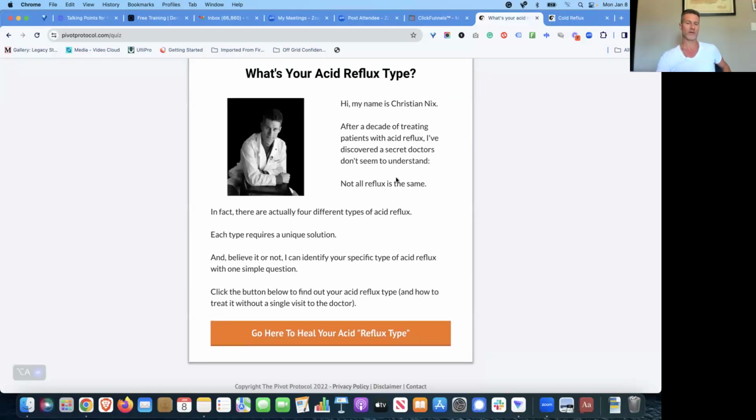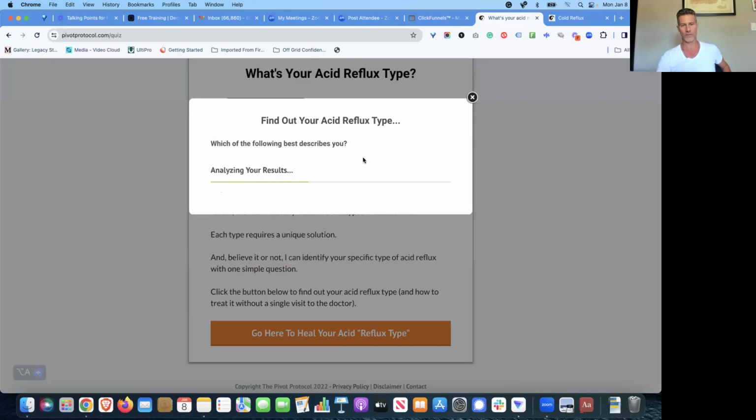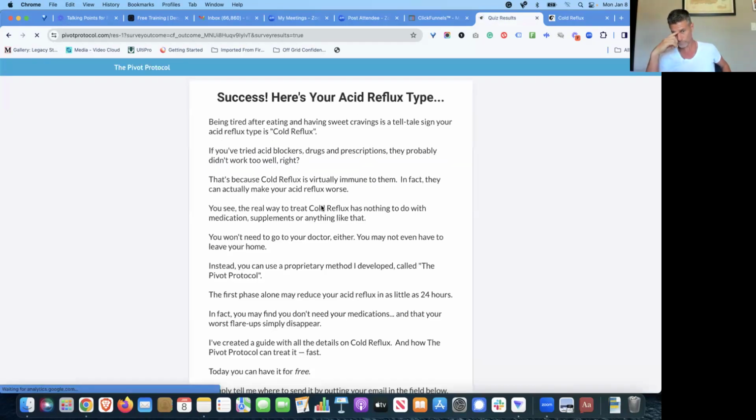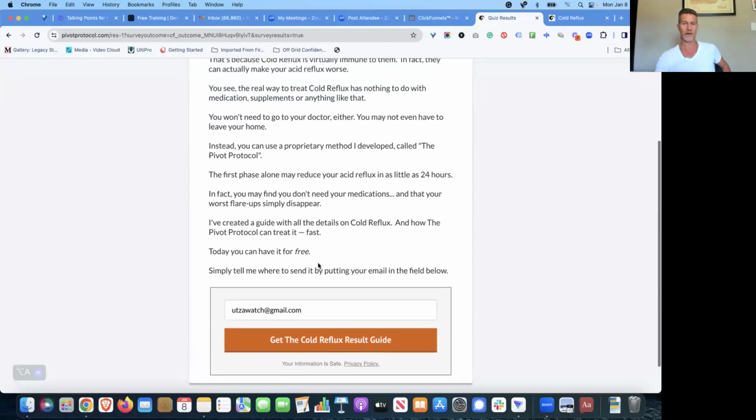So you see the copy here, it's very, very simple. This is just a typical quiz funnel. There's nothing really particularly fancy about this. Selecting one of the 4 types takes me to the lead capture, obviously. Okay.